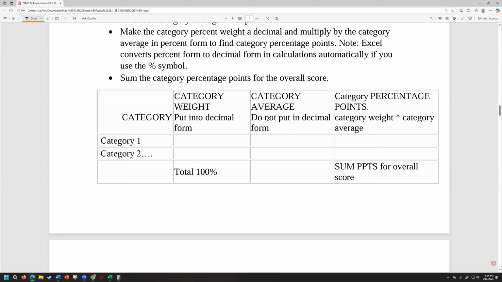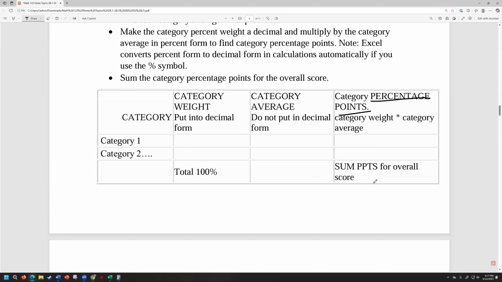You multiply the decimal form of your weight times that average, and that gives you what we call category percentage points. PPTs is what I like to call them. That is how many points out of the possible weight. So if it was a 10% weight, you could earn up to 10 percentage points towards your final grade. So how many of those points did you earn? And then we sum all those up.